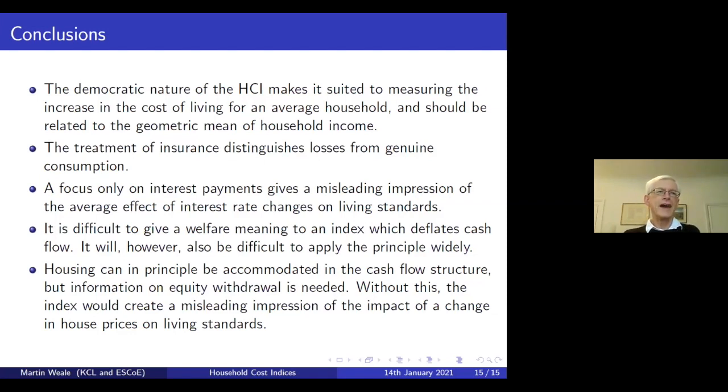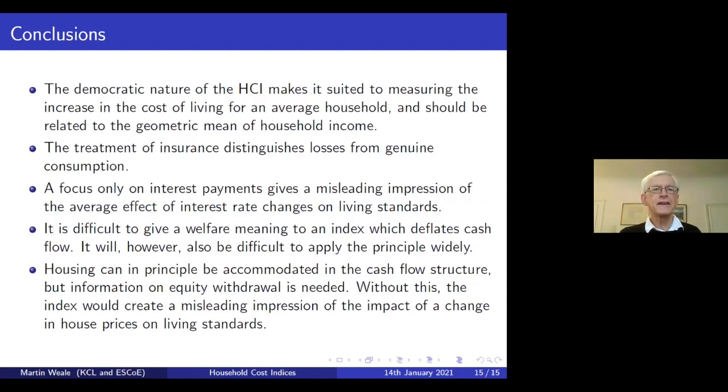The areas that could do with change. A focus only on interest payments gives a misleading impression of the impact of interest rate changes on people's living conditions, and that matters if the income data aren't produced simultaneously with the cost data. It's also difficult to give a meaning to an index which works on a cash flow basis, and it's also difficult to apply the principle very widely. So perhaps I would not want to take that any further than has been taken already.